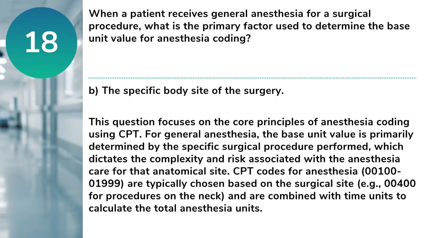Answer: B. The specific body site of the surgery. This question focuses on the core principles of anesthesia coding using CPT. For general anesthesia, the base unit value is primarily determined by the specific surgical procedure performed, which dictates the complexity and risk associated with the anesthesia care for that anatomical site. CPT codes for anesthesia 00100-01999 are typically chosen based on the surgical site, example 00400 for procedures on the neck, and are combined with time units to calculate the total anesthesia units.